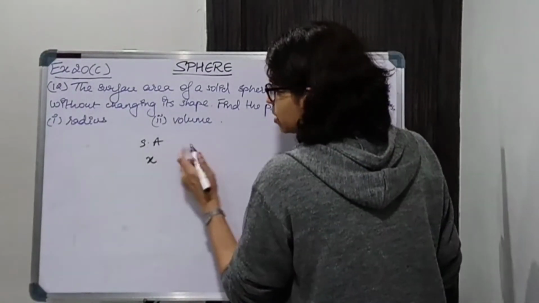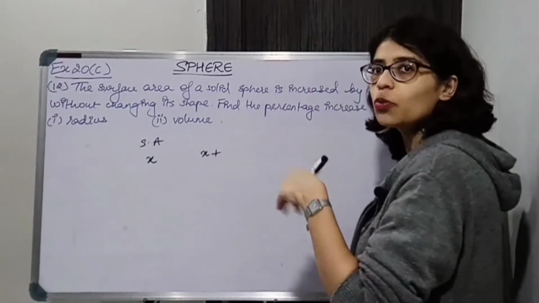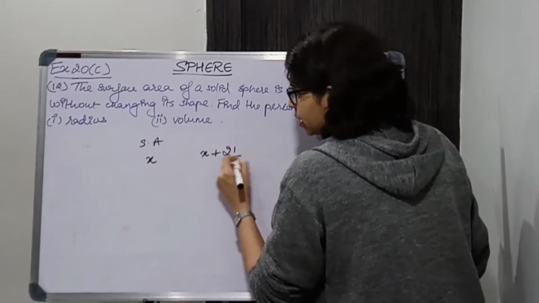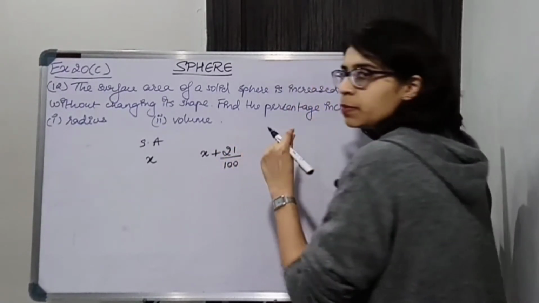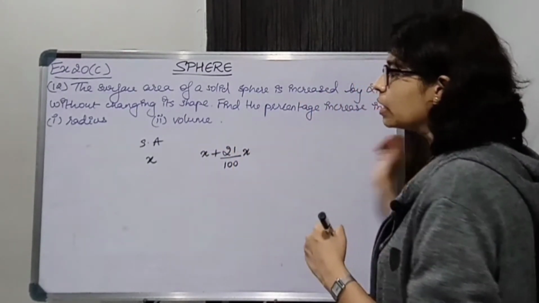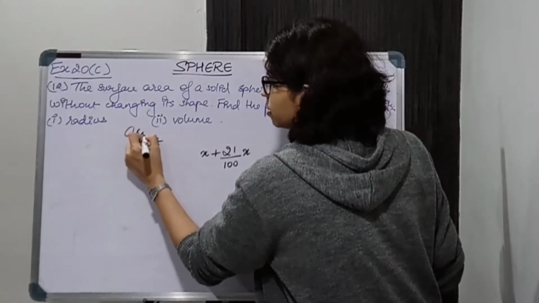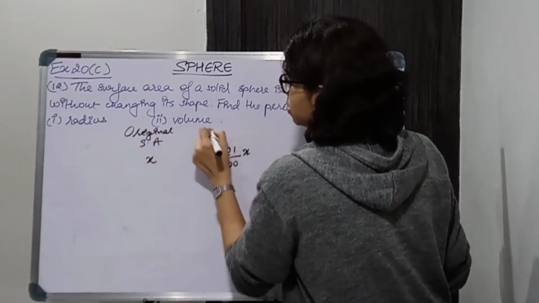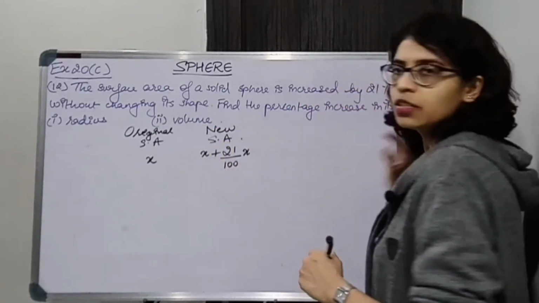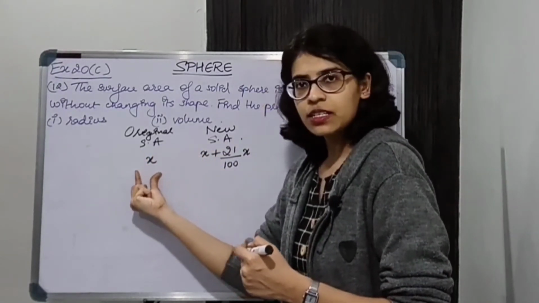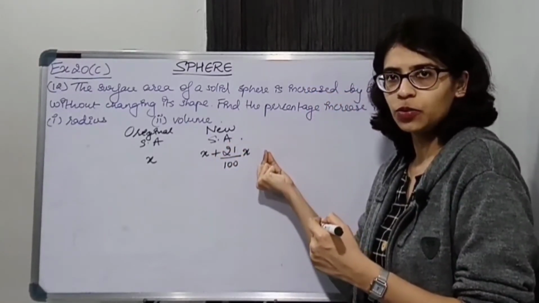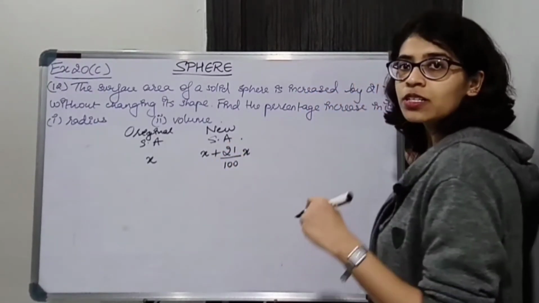So in this surface area you are adding 21%. So this surface area plus 21%, that is 21 upon 100, 21% of how much? 21% of this original surface area. So this is for the original sphere and this is for the new sphere. The original surface area is this much and the new surface area is the old plus 21% of the old value. Okay? Now, what is the formula for surface area?